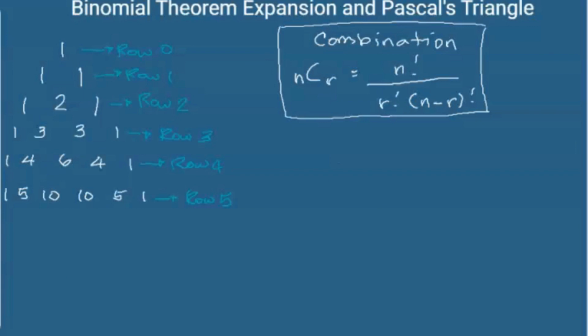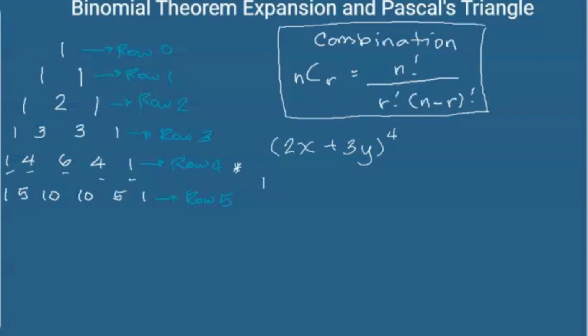Okay, let's try this example. Let's have 2x plus 3y to the fourth power. So since it's to the fourth power, we'll use row 4. So our coefficients would be 1, 4, 6, 4, 1. That's our binomial coefficient. So let's start with the first term.